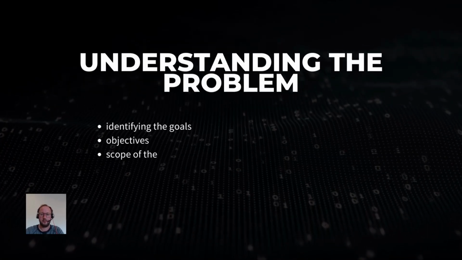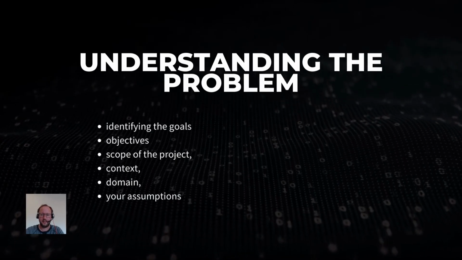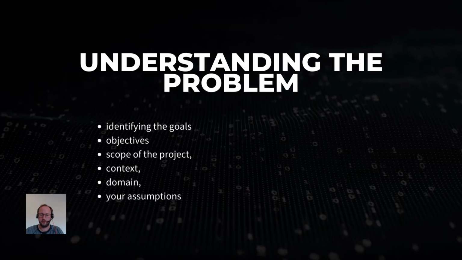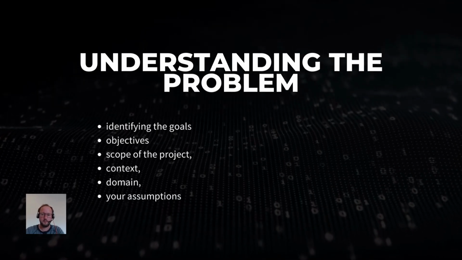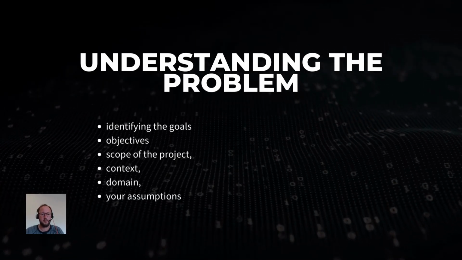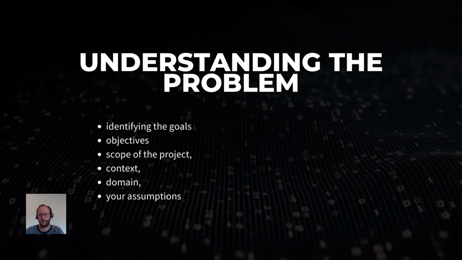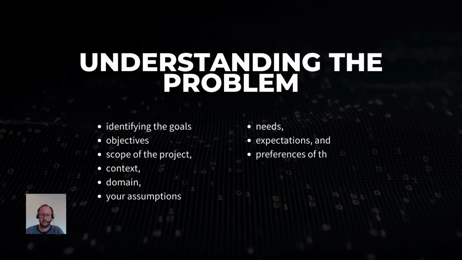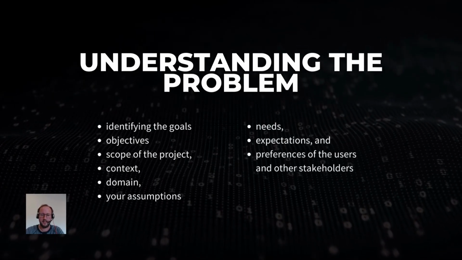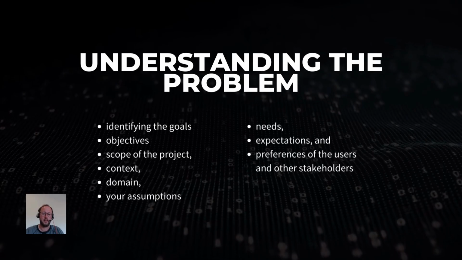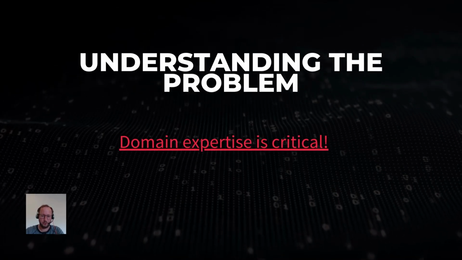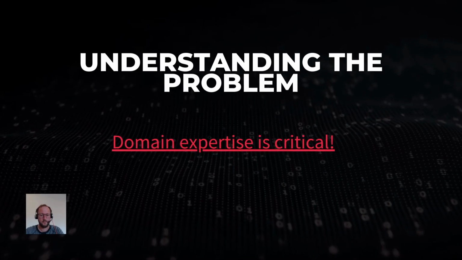Firstly, we need to understand the problem. This is a crucial first step. If we are able to help solve the problem, we must understand the problem that the software is intended to solve. This means identifying goals, objectives, but also things like scope, as well as context, domain, and your assumptions. You should also analyze the needs, expectations, and preferences of the users and other stakeholders and determine how they will interact with the software. In our experience, domain expertise is critical to understanding problems.